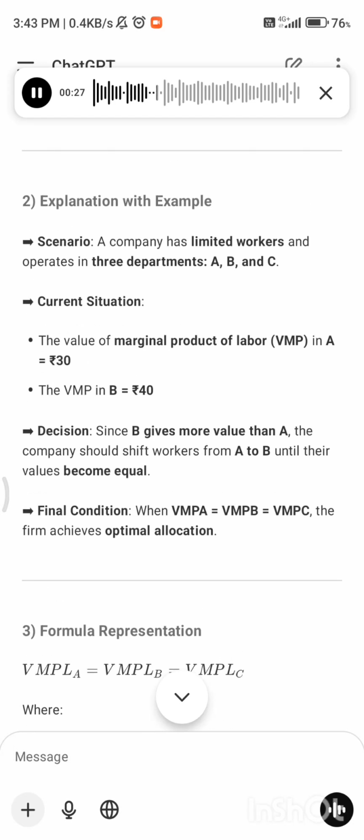2. Explanation with example. Scenario: a company has limited workers and operates in 3 departments A, B, and C. Current situation: the value of marginal product of labor VMP in A equals 30, the VMP in B equals 40. Decision: since B gives more value than A, the company should shift workers from A to B until their values become equal. Final condition: when VMP A equals VMP B equals VMP C, the firm achieves optimal allocation.